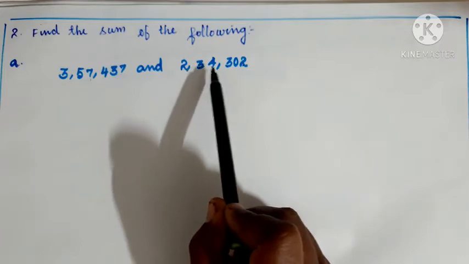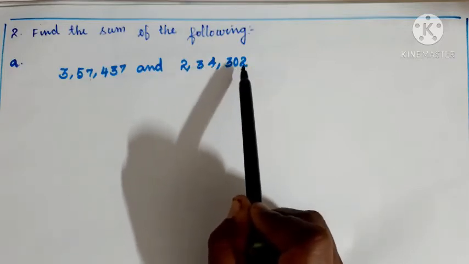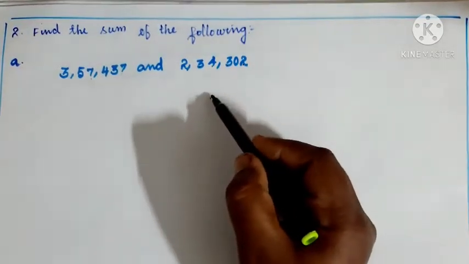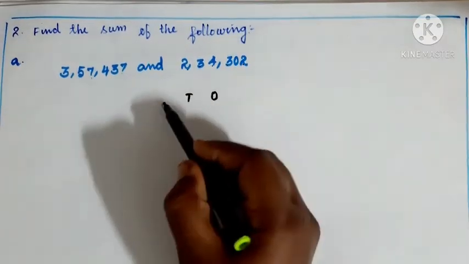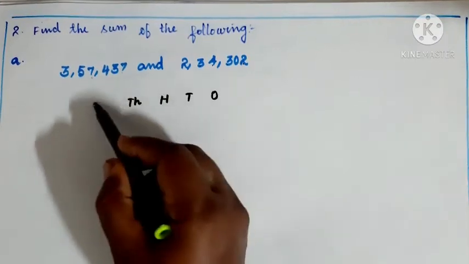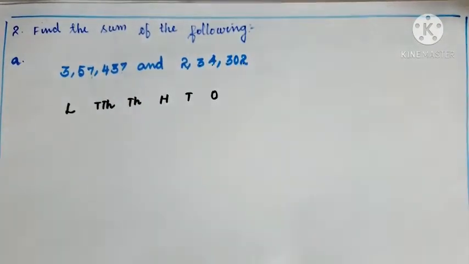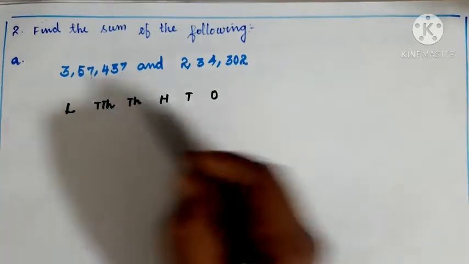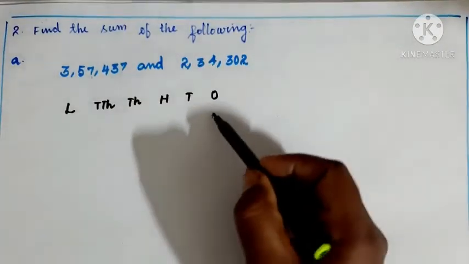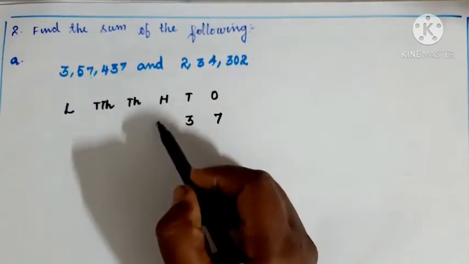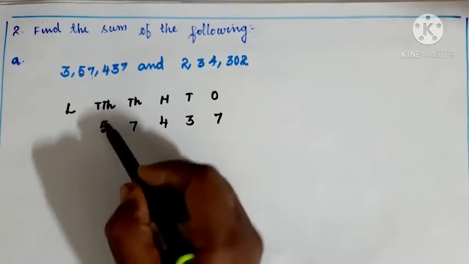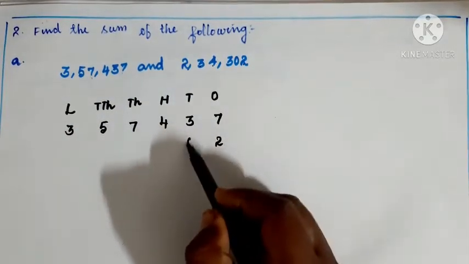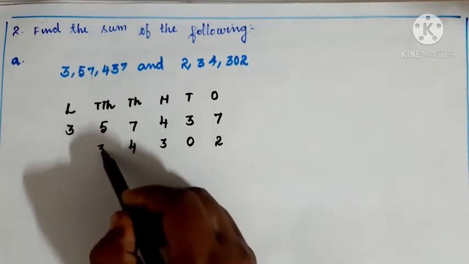So 2,34,302. Yes. So when you add, in the same way you have to write it in the place value columns. That is ones, tens, hundreds, thousand, 10,000, lakh. Okay. Fine. Now you can write the numbers. So always go from left to right. So 7, 3, 4, 7, 5, 3. The next number is 2, 0, 3, 4, 3, 2.